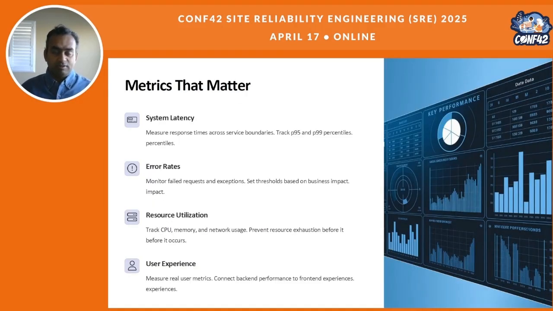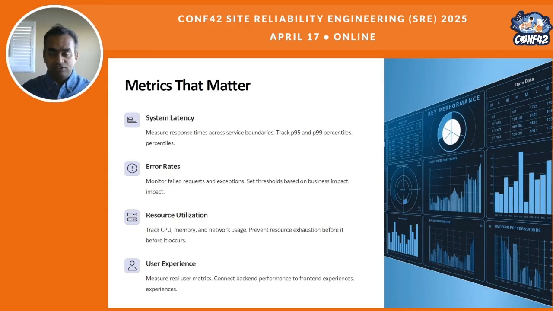The first popular metric is called system latency, and it is a measurement of response time across service boundaries. In other words, it is the overall turnaround time taken for a request from hitting a service to receiving a final response from it. We usually track P95 and P99 percentiles to quantify the latency of systems and services.